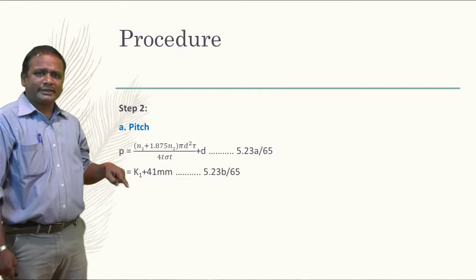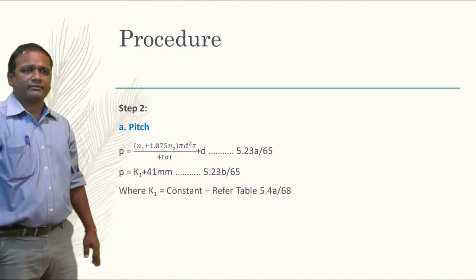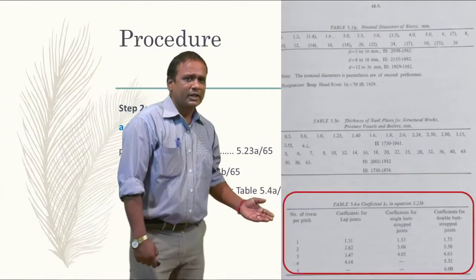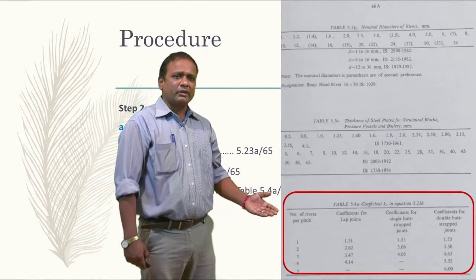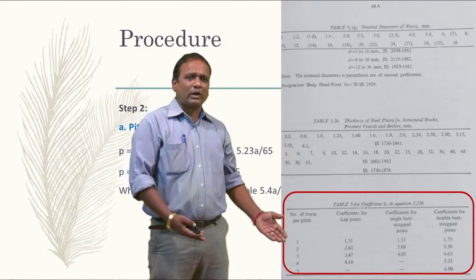But while substituting in this, it is very important to consider what K1 is. K1 is a constant, right? Refer to it from table 5.a on page number 68. As you can see, this is the table I referred to. You can see the number of rivets per row, the number of rivets per pitch: 1, 2, 3, 4, 5.